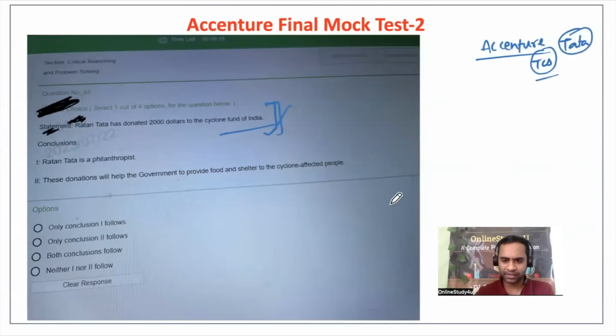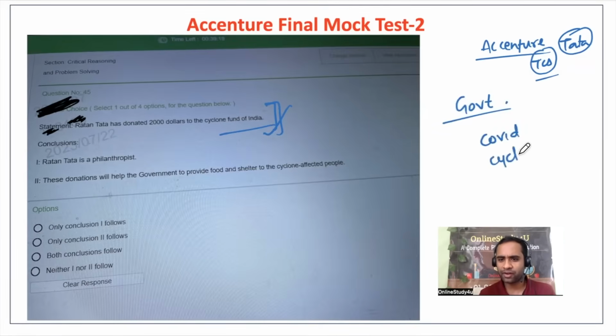Now friends, before you go to the conclusion, you have to ask yourself: if Ratan Tata has donated $2,000 to the cyclone fund of India, where will this fund be? Definitely government, the government will only release it. So this is the portal where you can give to the COVID fund.